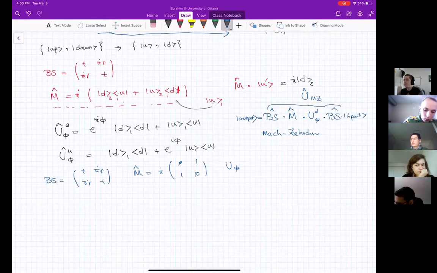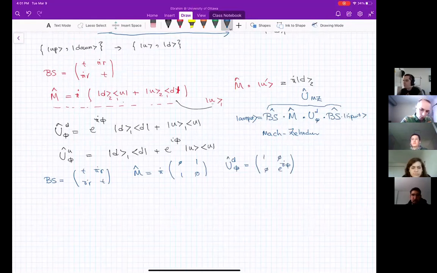of down, yes. It's going to be a diagonal matrix with e to the I phi on the second diagonal and a 1 on the first diagonal. Is that fine? Lovely. Okay. Do I have all elements? I think so. I do have all elements.